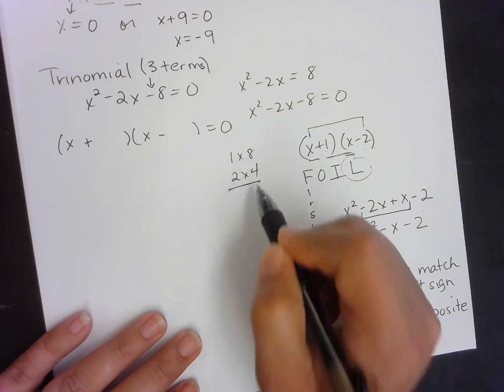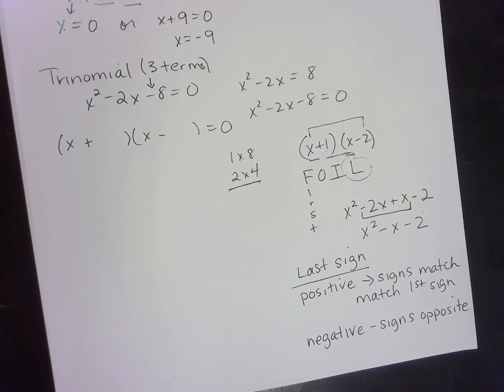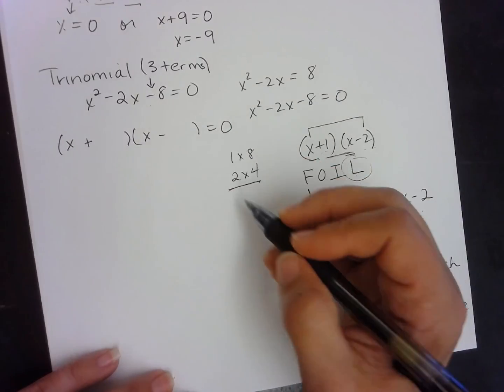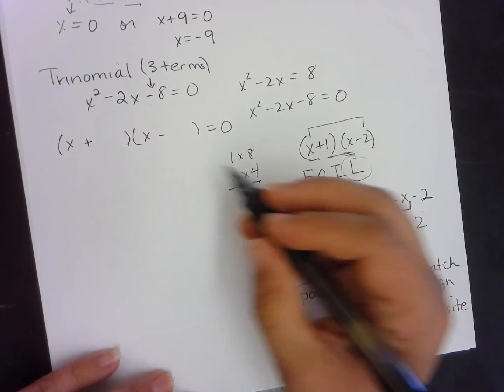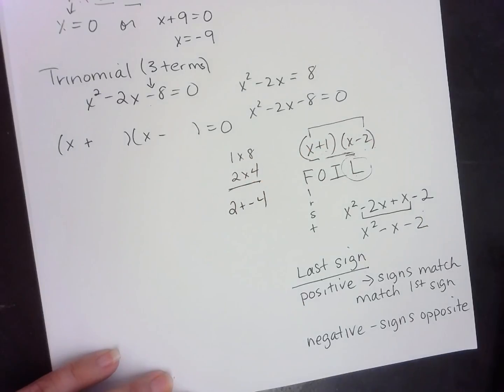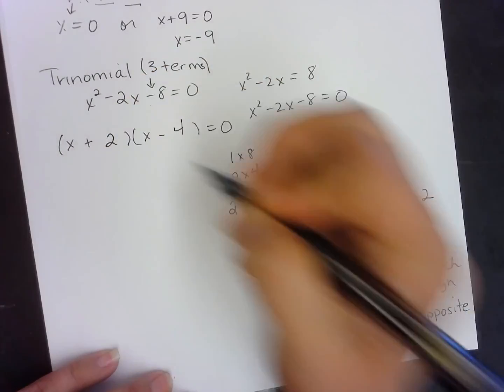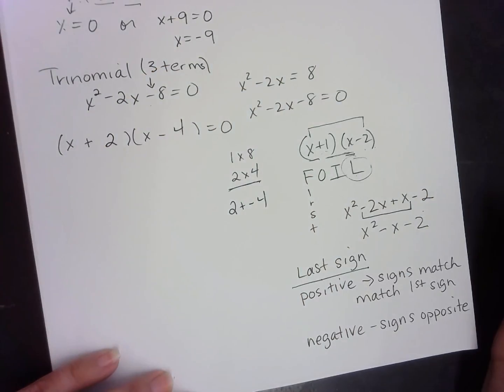That makes this 2 times 4 the one that we want, because the difference between 2 and 4 is 2. Now we want the inner term to be negative 2. So that means in this case, one of these has to be positive and one of them has to be negative. In order to get negative 2, I would have 2 plus negative 4. So that means I want the 4 to be in front of the minus and the 2 to be in front of the plus. So I have it factored.